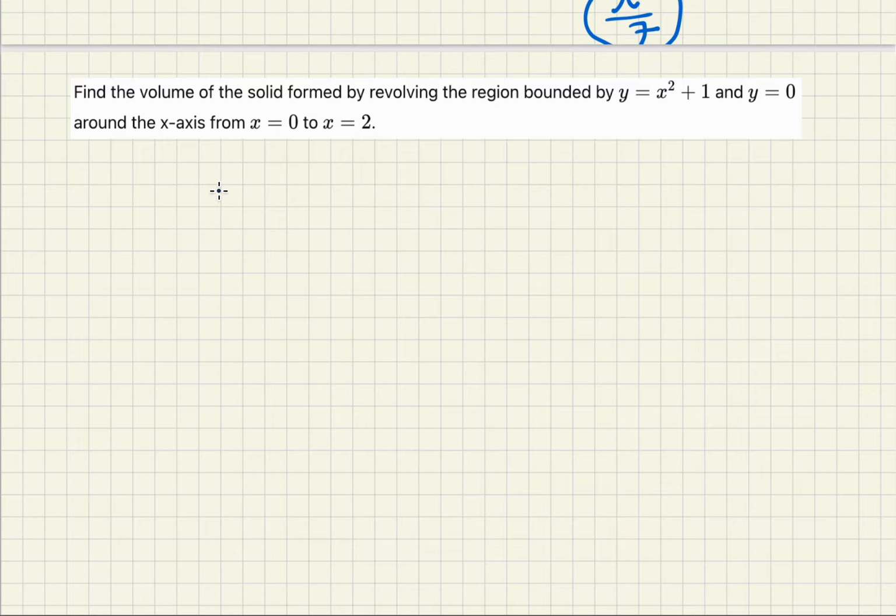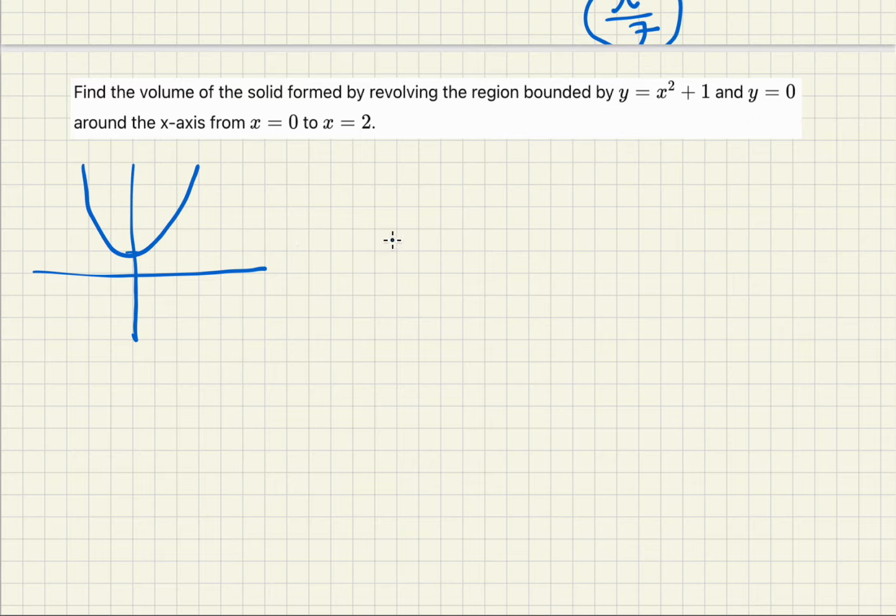Now, similar question. Find the volume of the solid formed by revolving the region bounded by y equals x squared plus 1 and y equals 0 around the x-axis from x equals 0 to x equals 2. So like always, we'll start with the graph. And so all we need to do is figure out what the graph of x squared plus 1 looks like. In this case, x squared plus 1 looks something like this.